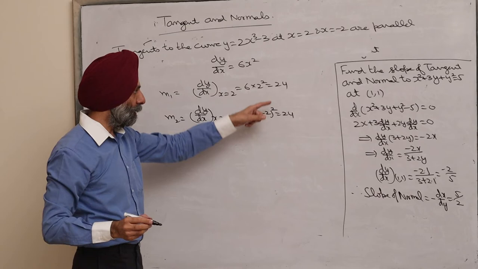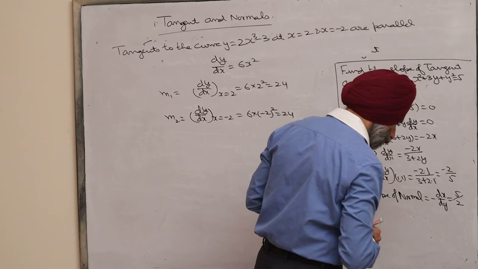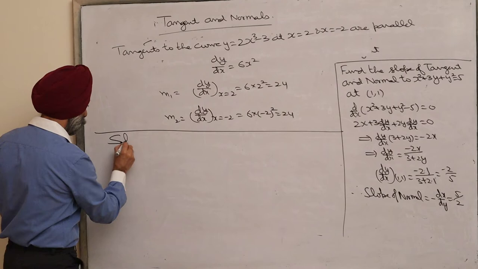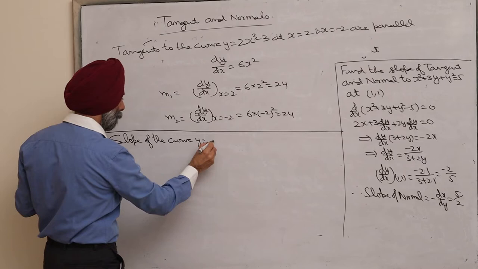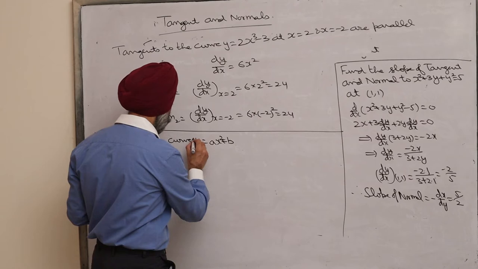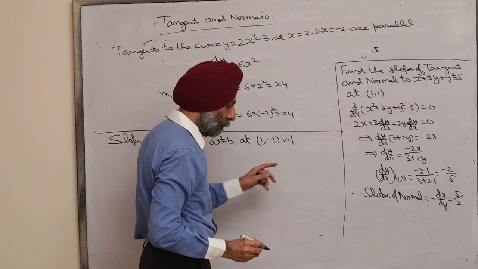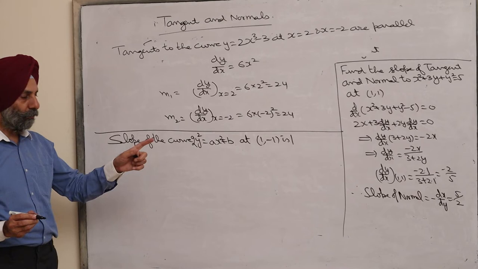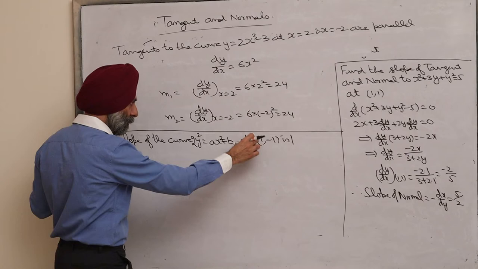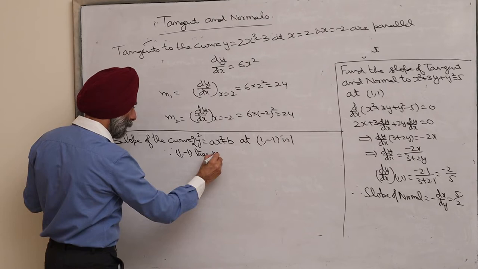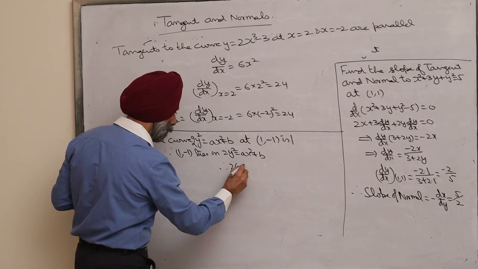Now next is, the slope of the curve 2y² is equal to ax² plus b at 1, minus 1 is 1. Find a and b. Now that means this is a curve. The point 1, minus 1 lies on the curve 2y² is equal to ax² plus b. Therefore 2 into minus 1 square is equal to a into 1 square plus b, or 2 is equal to a plus b.